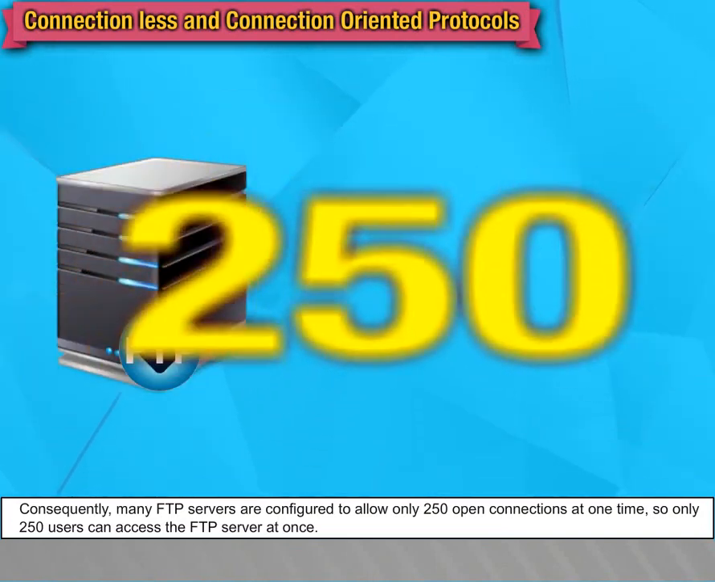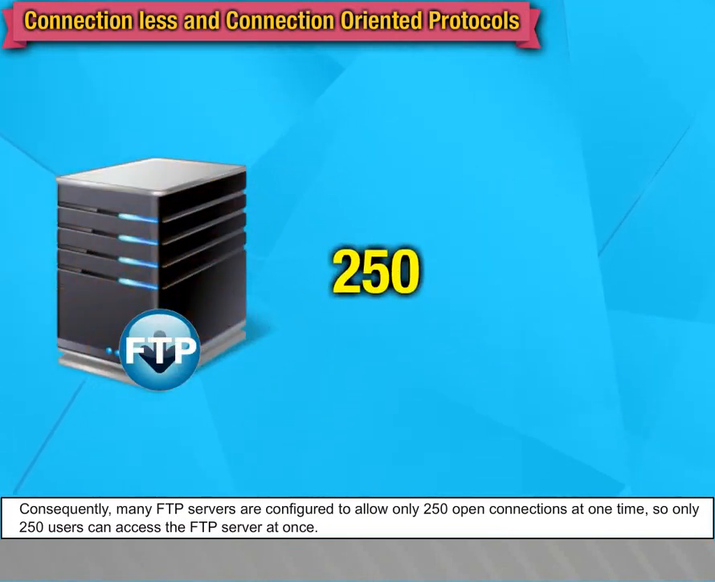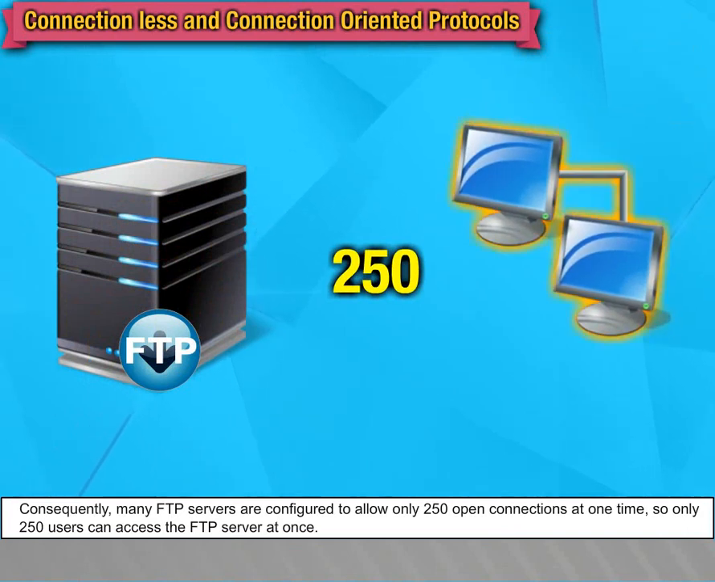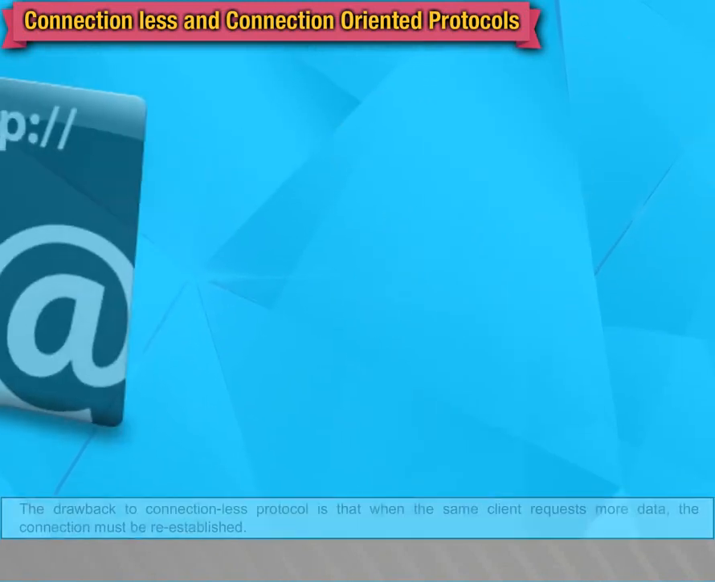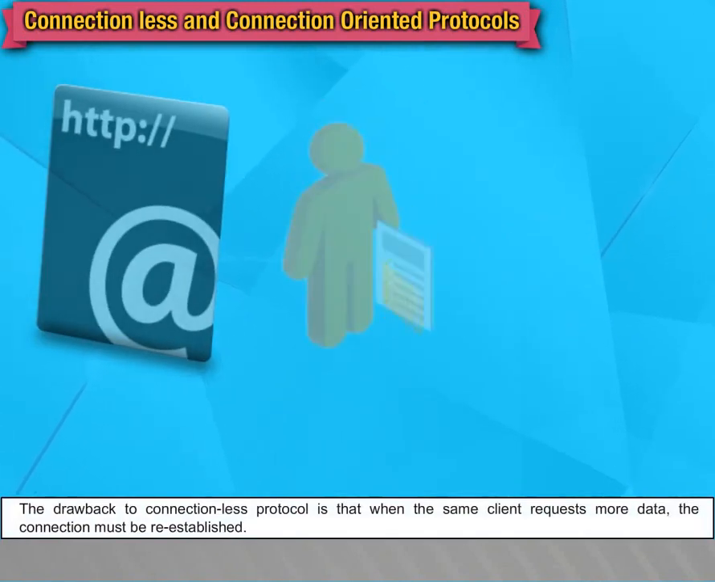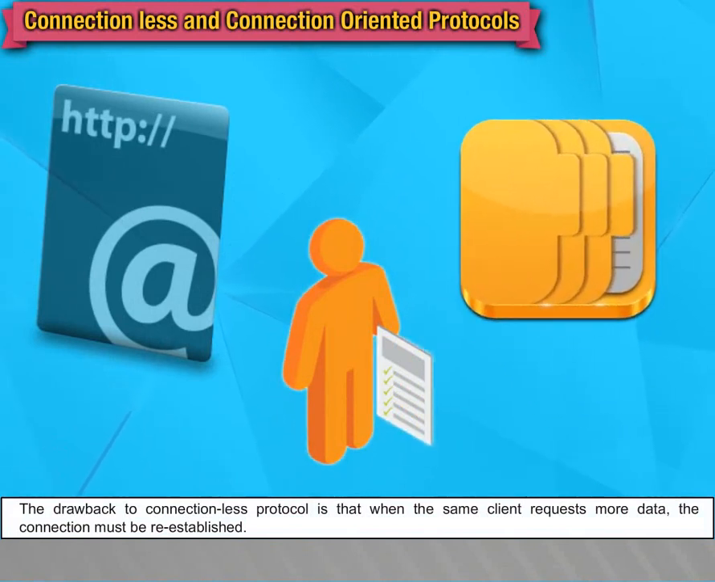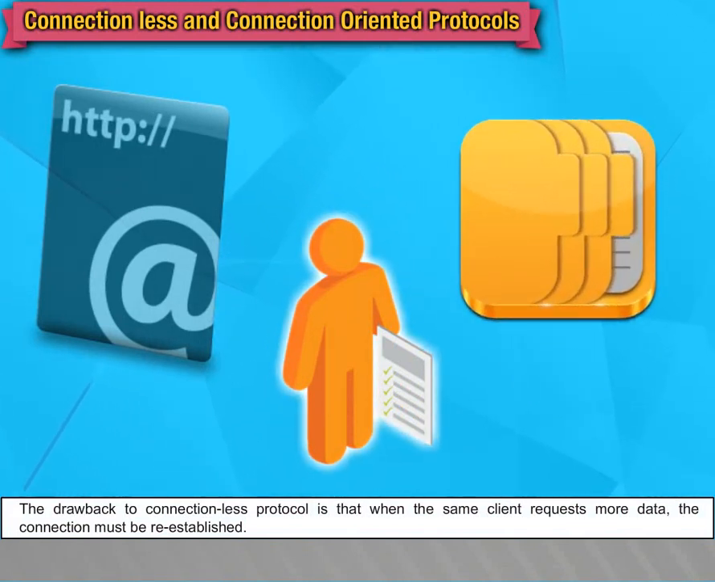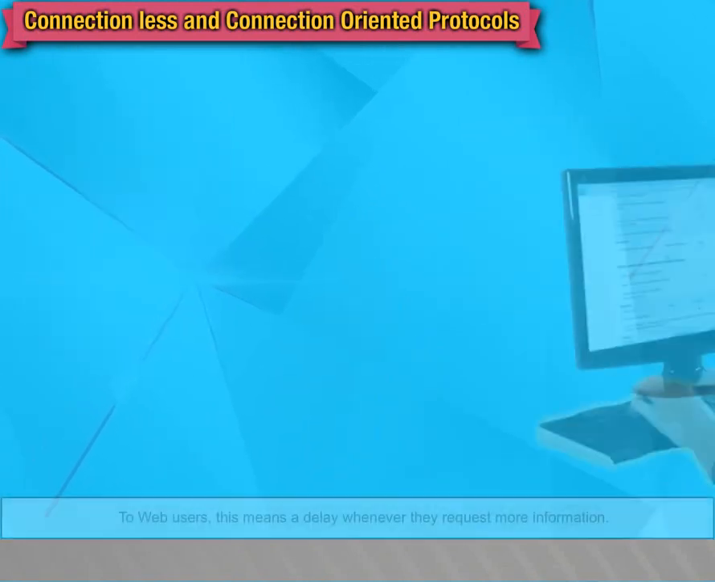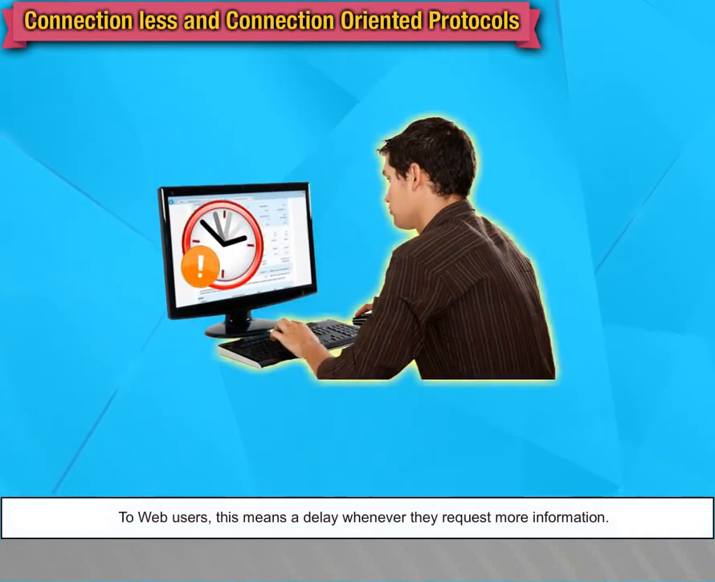Consequently, many FTP servers are configured to allow only 250 open connections at one time, so only 250 users can access the FTP server at once. The drawback to a connectionless protocol is that when the same client requests more data, the connection must be re-established. To web users, this means a delay whenever they request more information.